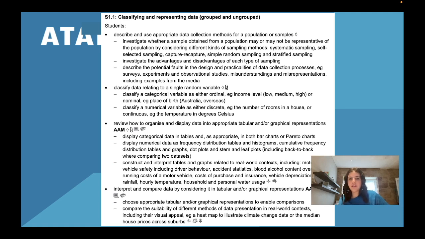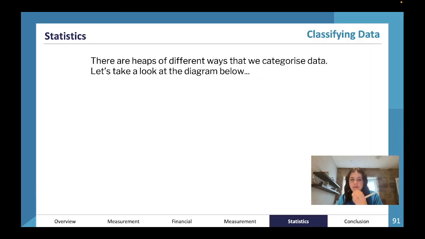Okay, so what are we doing? We're describing and using appropriate data collection methods for populational samples. We're classifying data relating to a single random variable. We are reviewing how to organize and display data into appropriate tabular and/or graphical representations. And we're interpreting and comparing data by considering it in tabular and/or graphical representations. Okay, how do we do all of this? Let's find out. There are heaps of different ways that we categorize data.